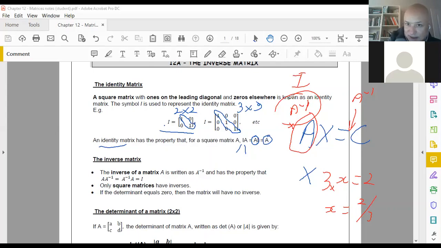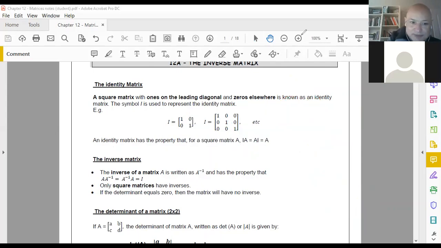Okay, so I'm just going to clear all this. All right. If we work out this thing called a determinant, and I'll show you how to work that out, and it equals 0, then we are not able to find the inverse of the matrix. Okay, and I'll explain later why that is. But that's very important.